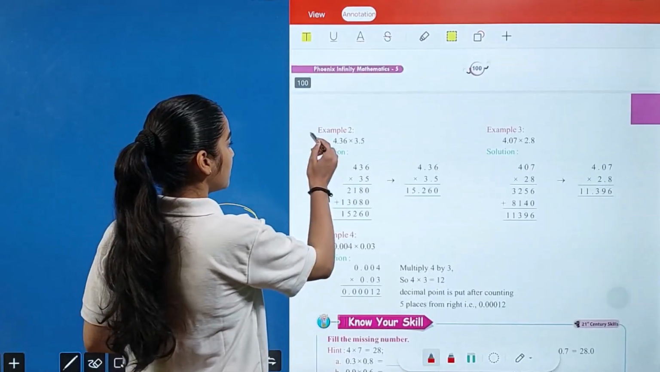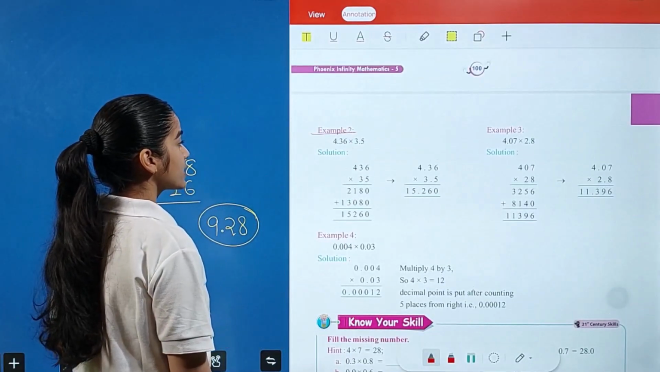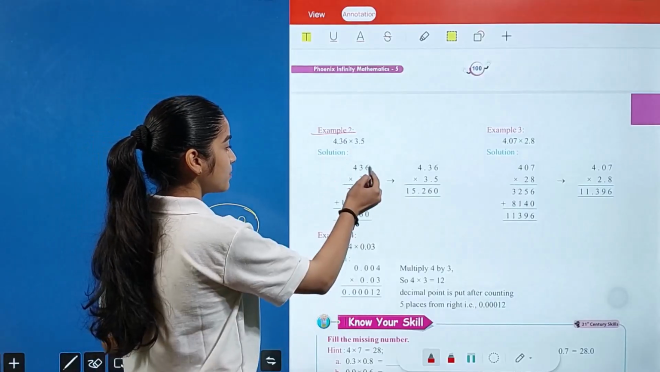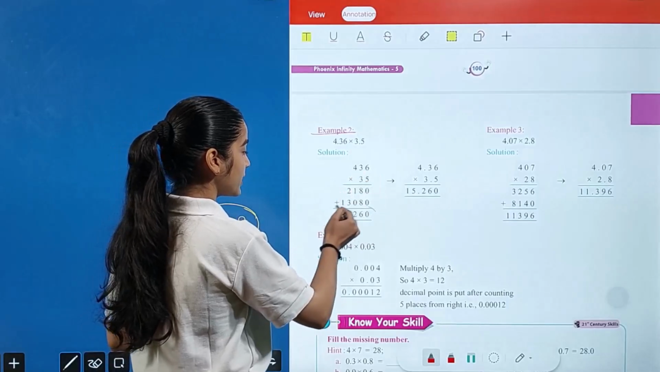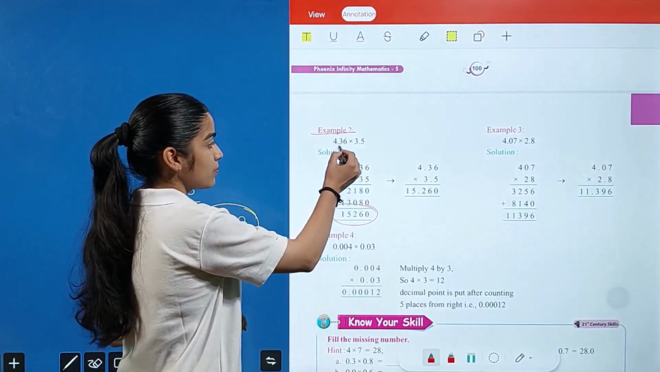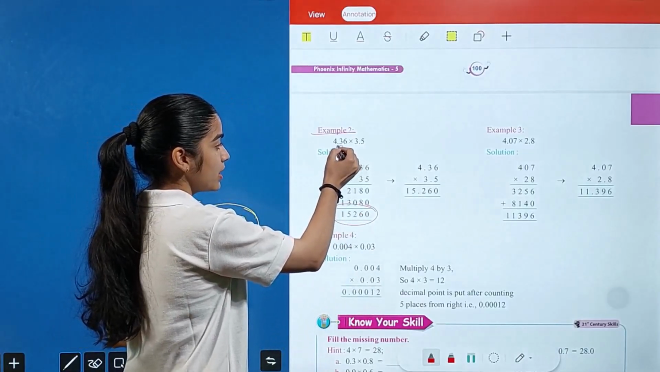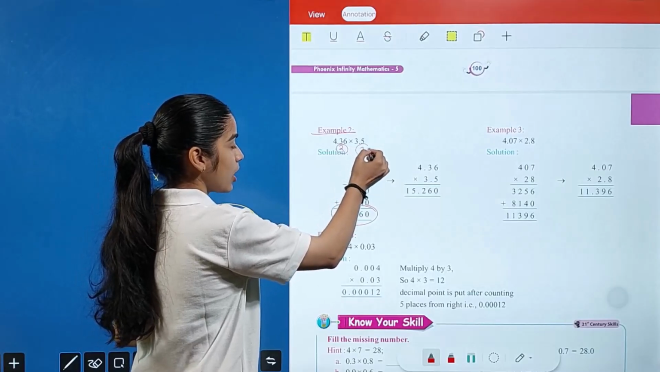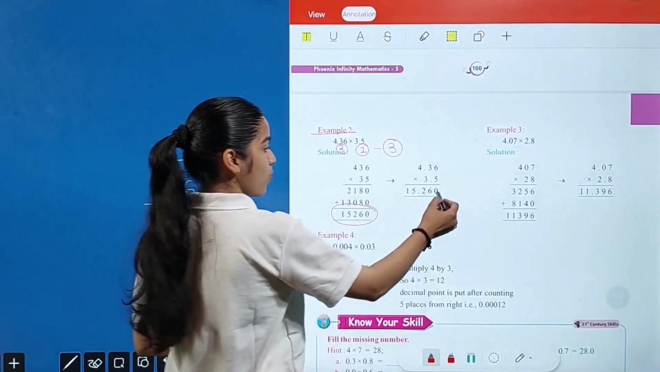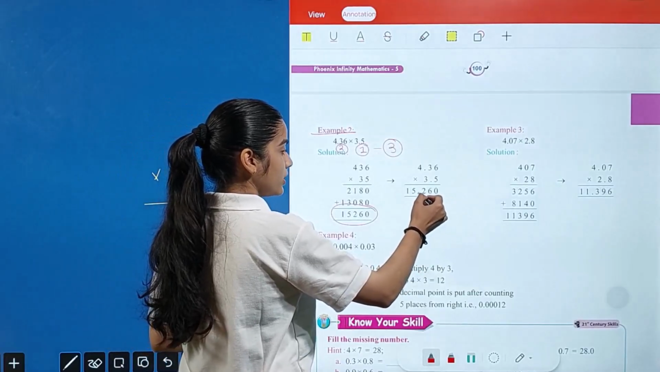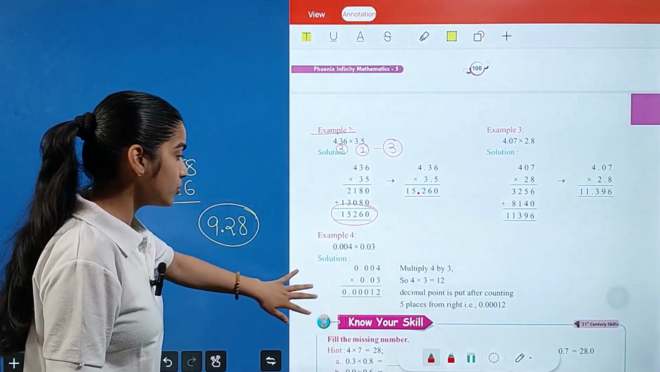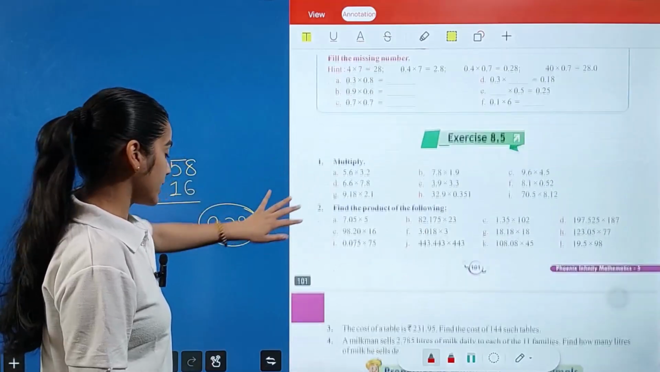Now we have example number 2, where we have to multiply 4.36 by 3.5. In this case, again we have to forget about the decimal point. We simply multiply 436 by 35 and we get 15,260. Now in this question number 1, we have 2 decimals, and in this we have 1 decimal. So in total how many decimals do we have? 3. So we have to start our counting from the left-hand side, 1, 2, 3, and put a point over there. So 15.260 is our answer. I hope, students, this is clear to you, and now we can easily move forward to our exercise.